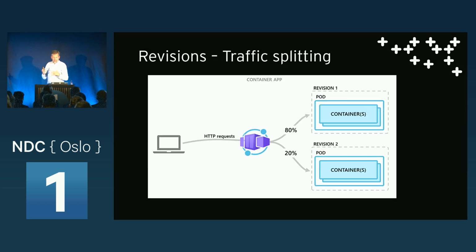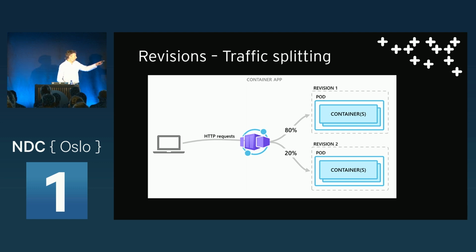But then you can also do what's referred to as traffic splitting. So again, if you do have multiple versions of your container apps running, you can now use this feature to actually route traffic to the different versions. A very common scenario would be that I'm building a new version, but I want to verify that that version actually works before it hits production.